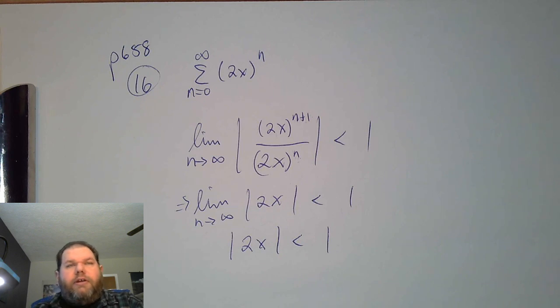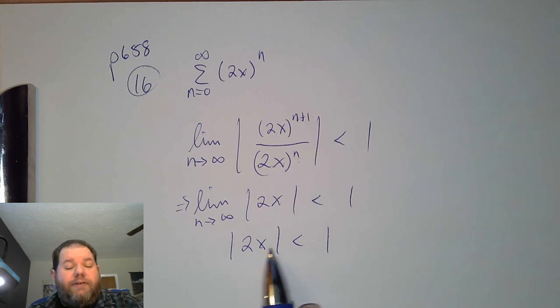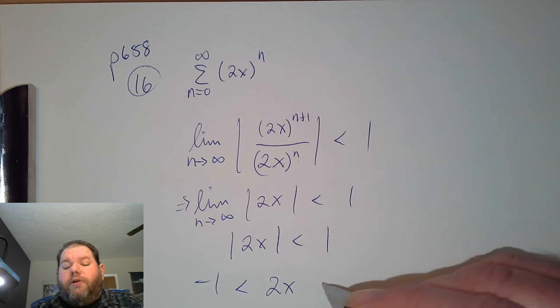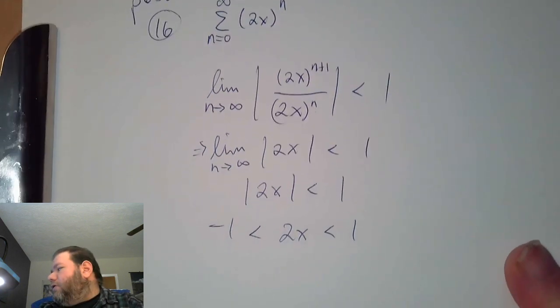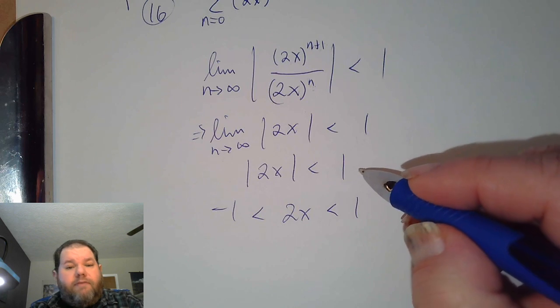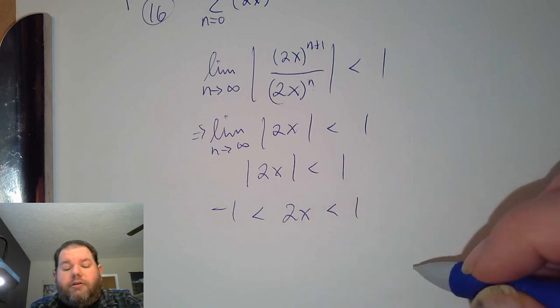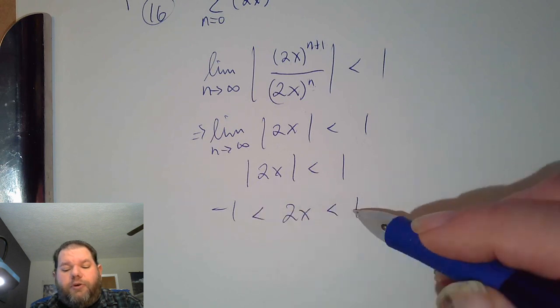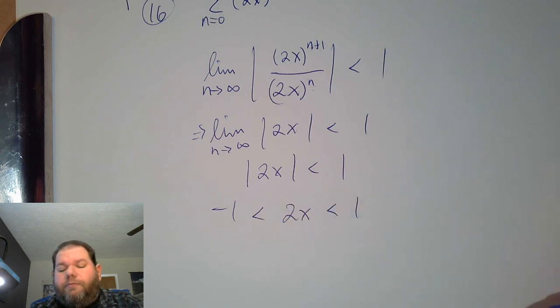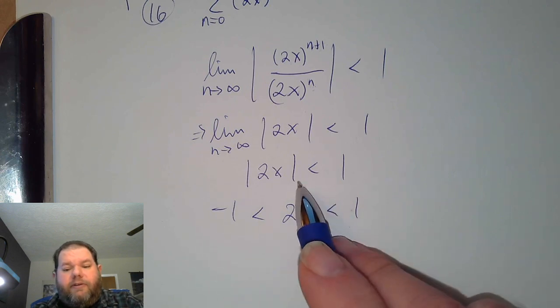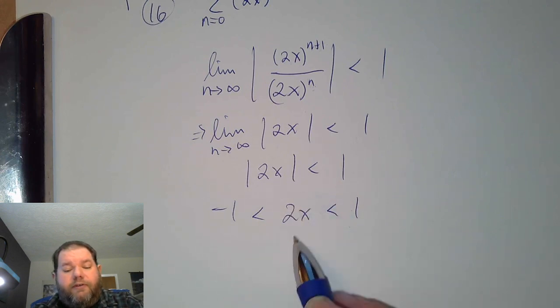Well, the way that we get rid of the absolute value portion here is that if the absolute value of 2x is less than 1, that means 2x is between negative 1 and 1. And we go from being an absolute value inequality to a compound inequality, because we have more than one less than sign here. So this means 2x is now between these two numbers. That's the interpretation of this term.